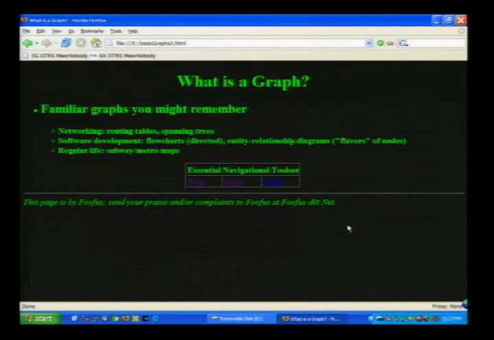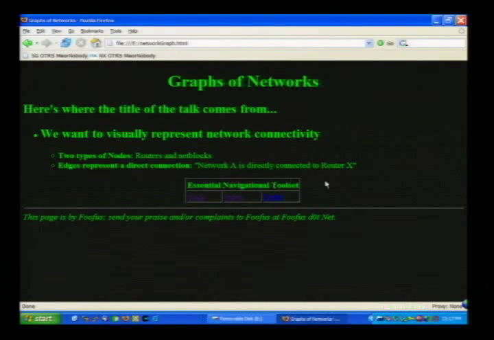All right, so familiar graphs you might remember, right? Routing tables, spanning tree descriptions, those are graphs that we're familiar with in the networking world. If you do software development, things like entity relationship diagrams, object relational diagrams, those are the sorts of things that you might encounter. Those are also represented mathematically as graphs. And then in regular life, you might think of subway or metro maps. So the nodes are the subway stations, and then the edges are the subway lines that you could take in between them. All right, swell.